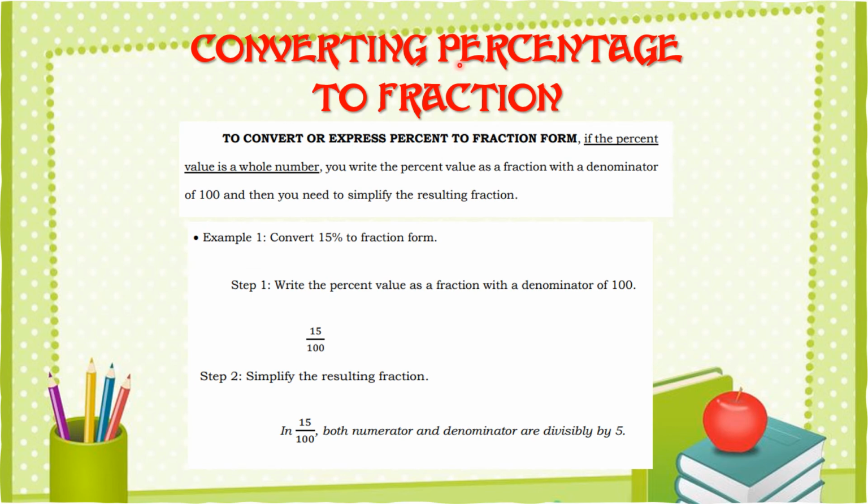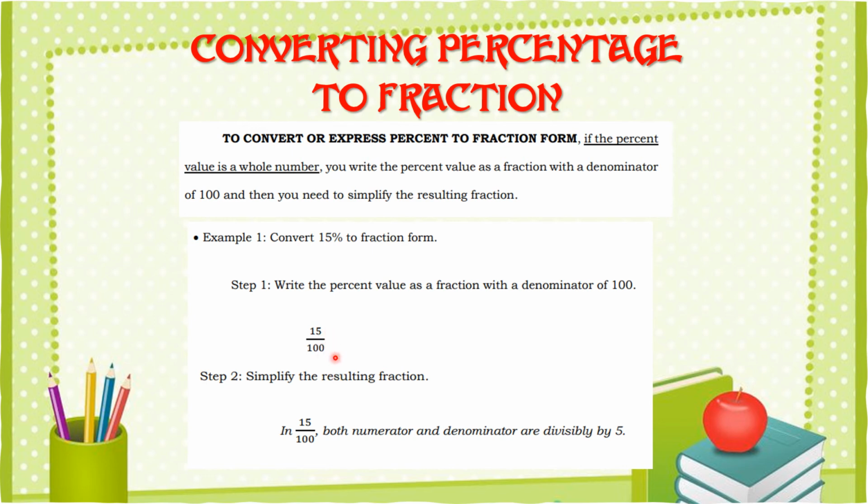Next, converting percentage to fraction. So we have here, convert 15% to fraction form. The first thing to do is to write the percent value as a fraction. This will be our numerator and its denominator would be 100. So we write the percent value 15, then divide that by 100, and this is now the fractional form.